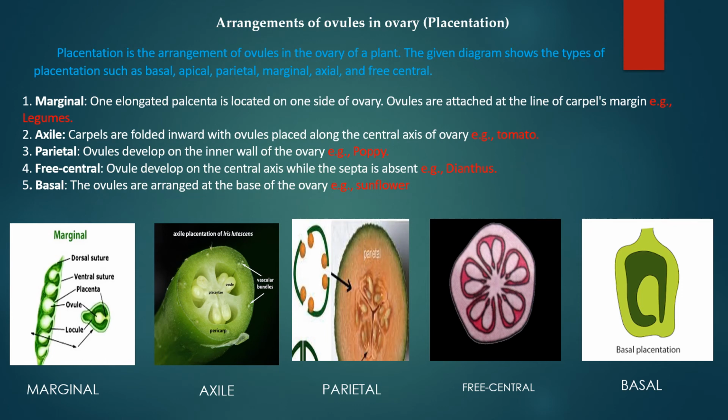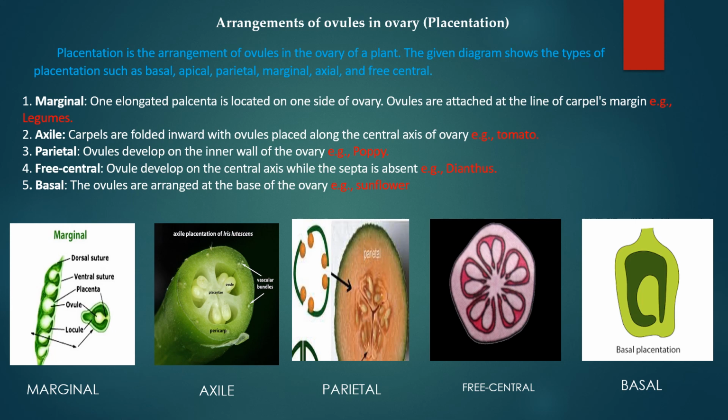Coming to the arrangement of the ovules in the ovary, that is what we call placentation. Placentation is the arrangement of ovules in the ovary of a plant. The given diagram shows the types of placentation such as basal, apical, parietal, marginal, axial, and free central placentation. So the first one is marginal. You can see this is a marginal placentation.